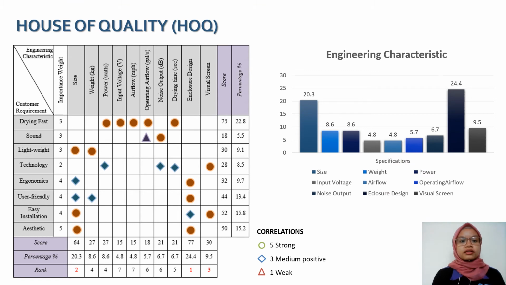From the results of the House of Quality, it shows that the first rank engineering characteristic of high performance hand dryers is enclosure design, followed by the size of the high performance hand dryer at the second rank and the visual screen at third rank. It shows that I will focus on the enclosure design, the size, and the visual screen of the high performance hand dryer product.